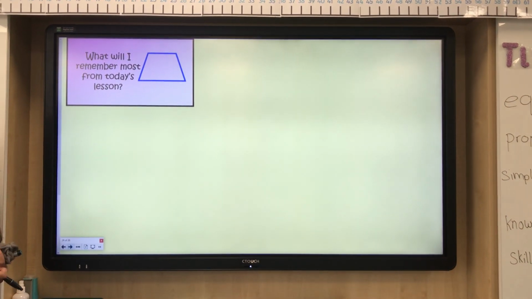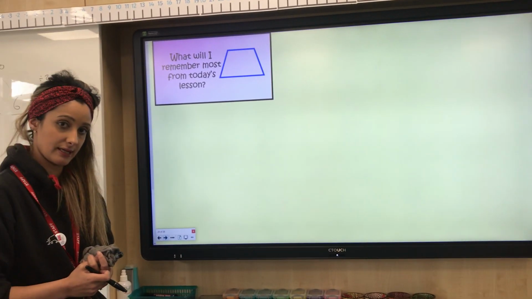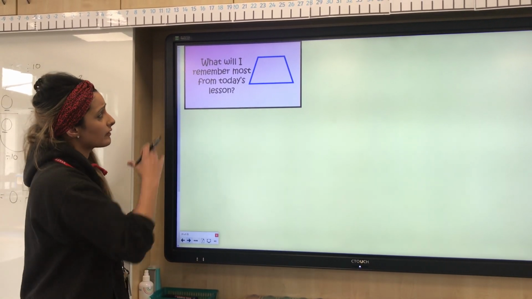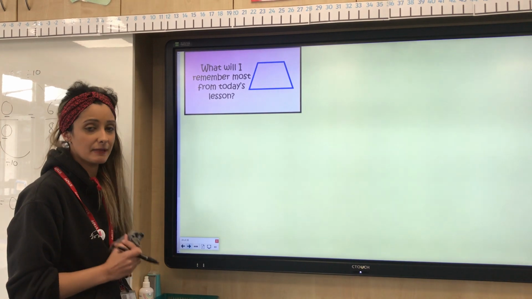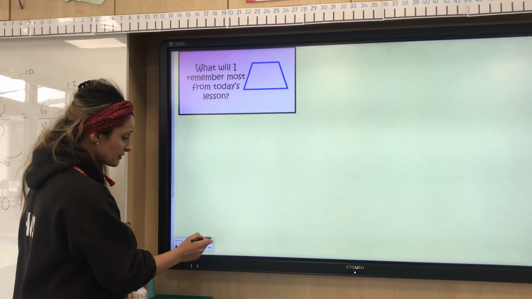Now after that, we have reflection shapes as a school, and we ask the children in year 6 to write a written reflection into their books. What will I remember most from today's lesson? Now it has to be linked to the learning objective. We don't want it too vague for year 6. We want it very specific.